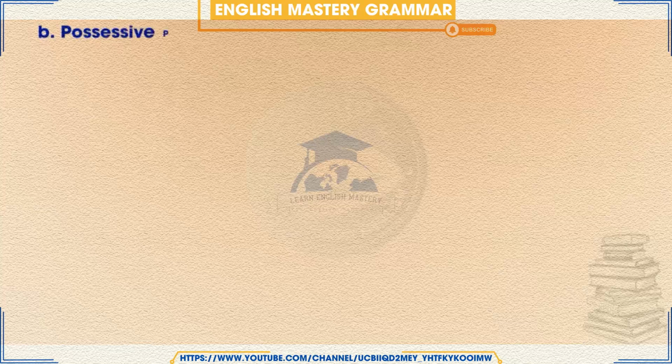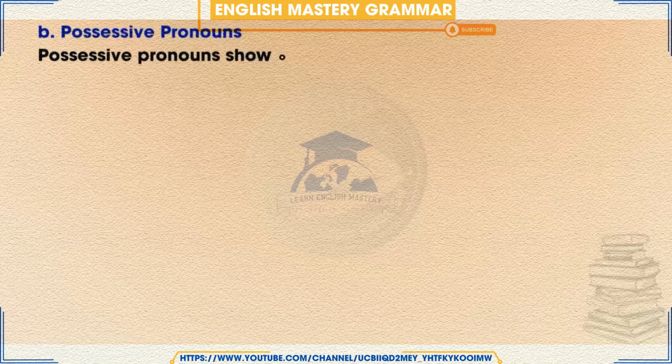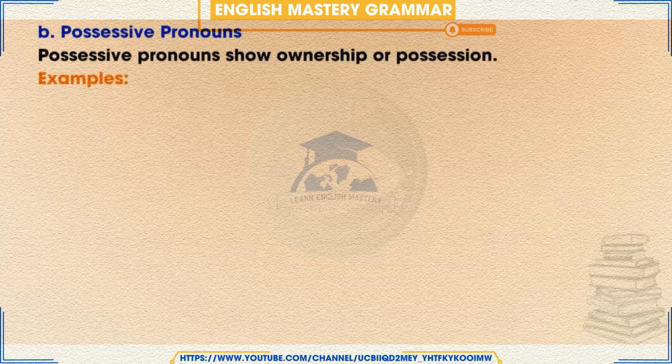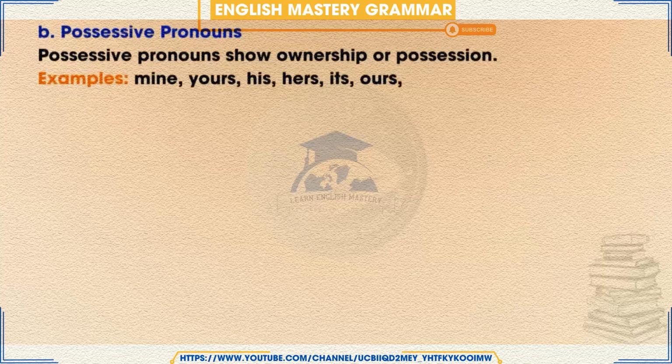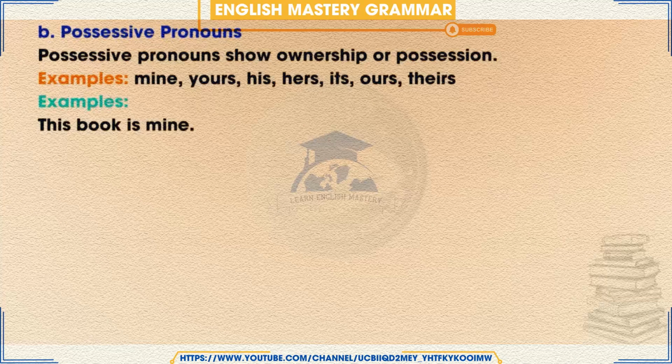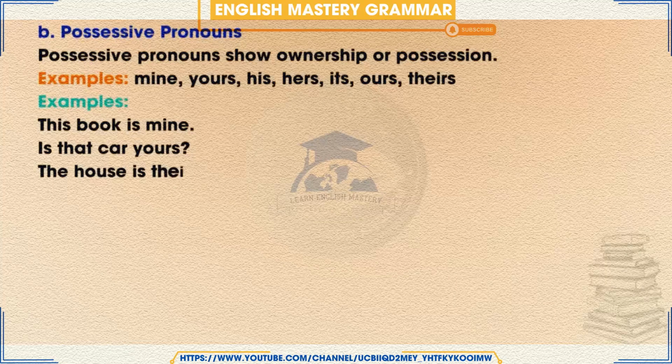B. Possessive pronouns. Possessive pronouns show ownership or possession. Examples: mine, yours, his, hers, its, ours, theirs. Examples: This book is mine. Is that car yours? The house is theirs.